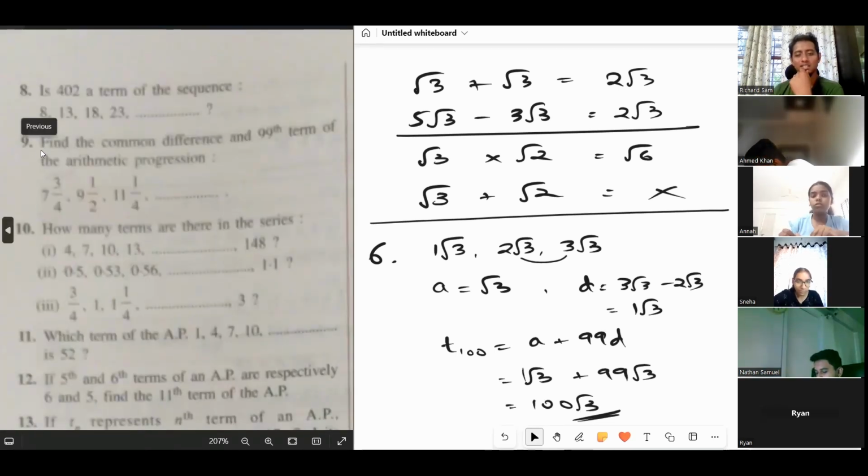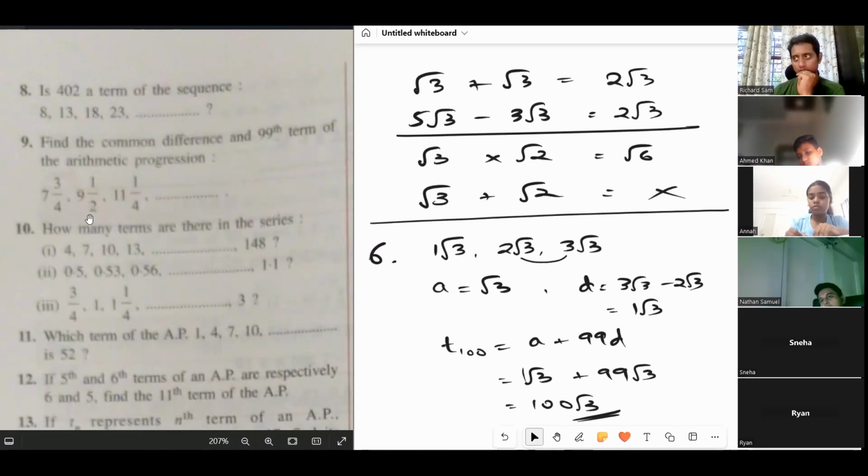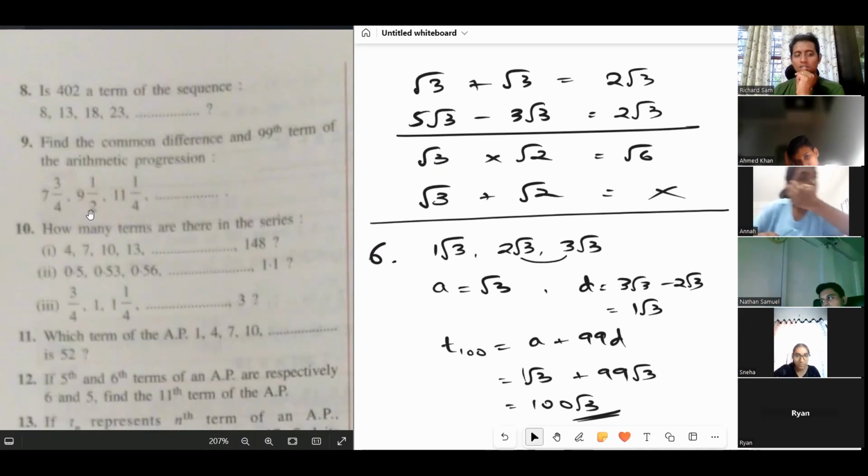Do this 9th question. Find the common difference and the 99th term of the arithmetic progression. This is a little complicated, with mixed fractions. First convert all mixed fractions into improper fractions. Then you find your A and your D. Then you find the 99th term.